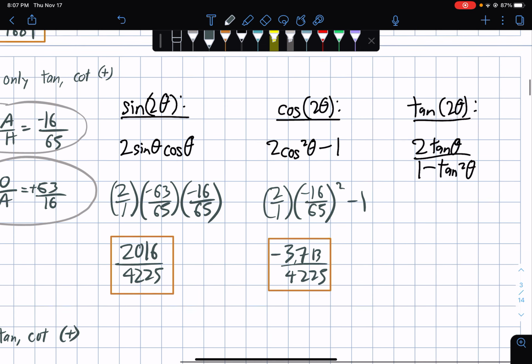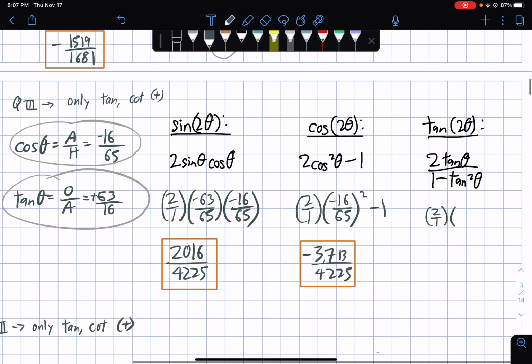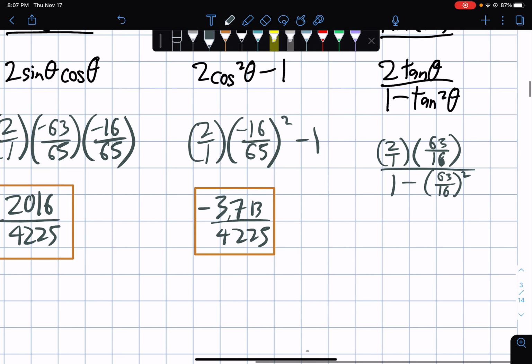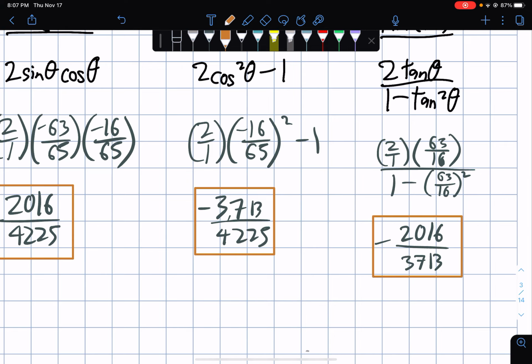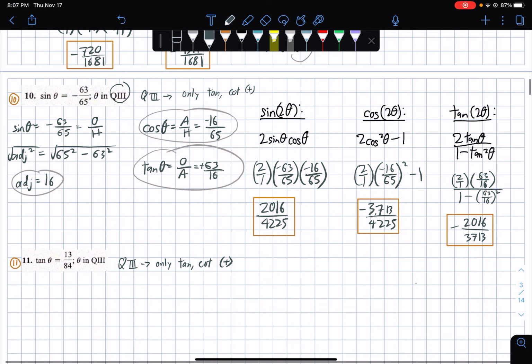For tangent 2 theta, we have 2 over 1 times tangent theta, which is 63 over 16, over 1 minus 63 over 16 raised to 2. We have negative 2016 over 3,713. That's number 10. Let's move to number 11.